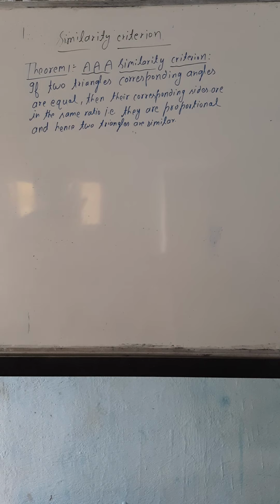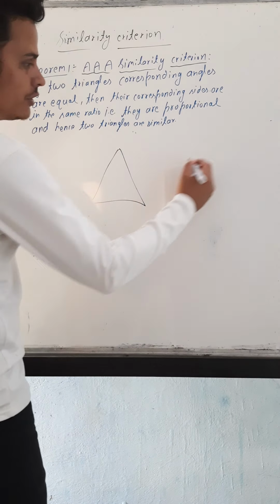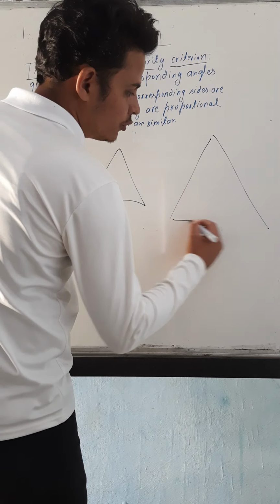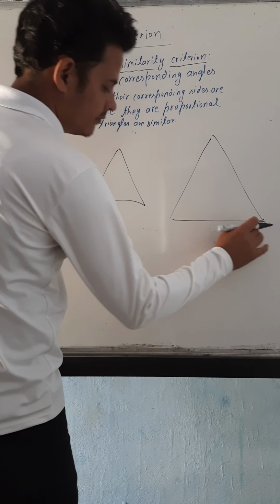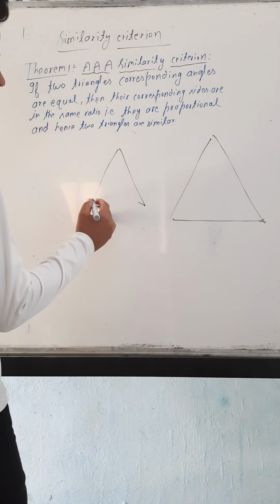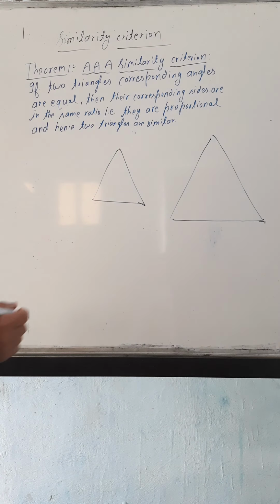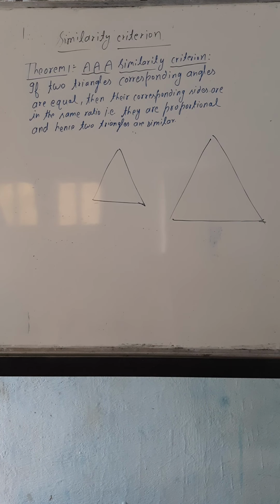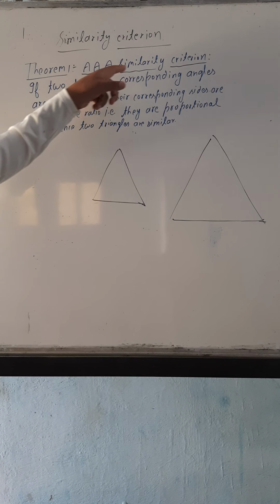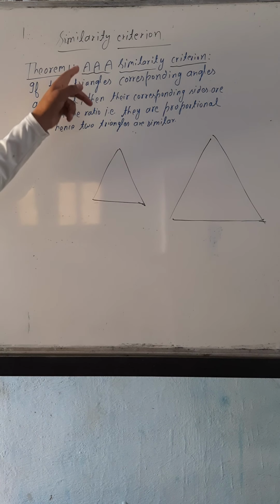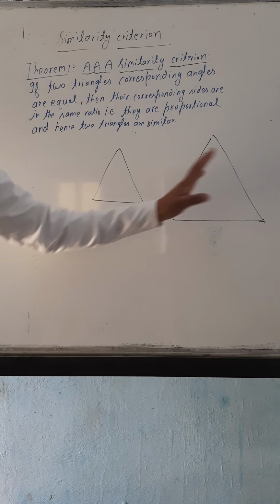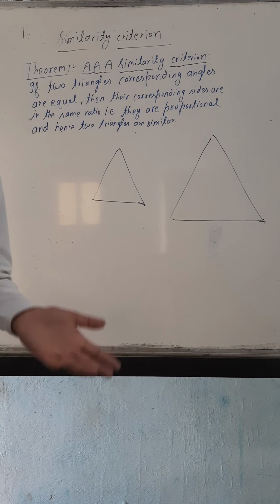Suppose you have two triangles. On the basis of which criteria can you say that these two triangles are similar to each other? There are different criteria that we will discuss today. The first one is the angle similarity criterion, which means all the angles of both the triangles are equal.